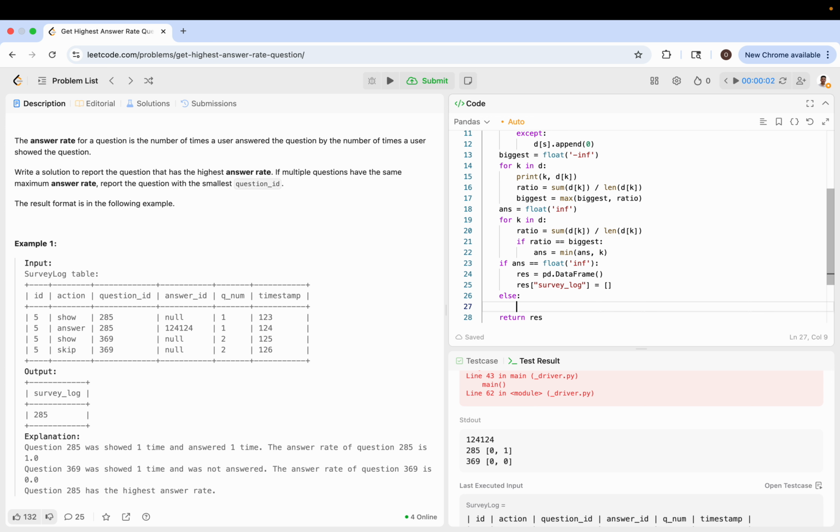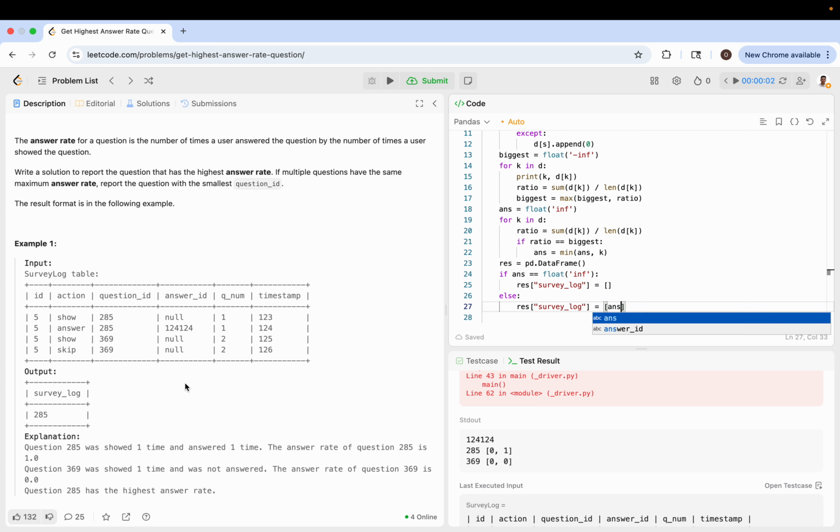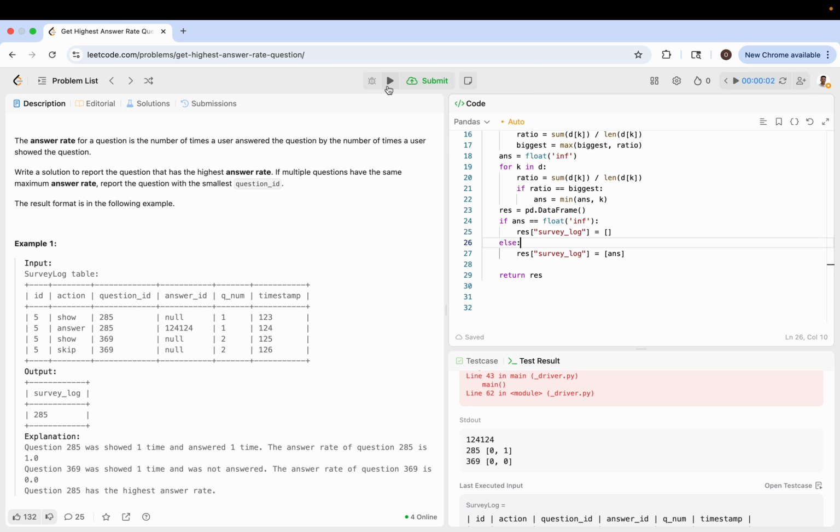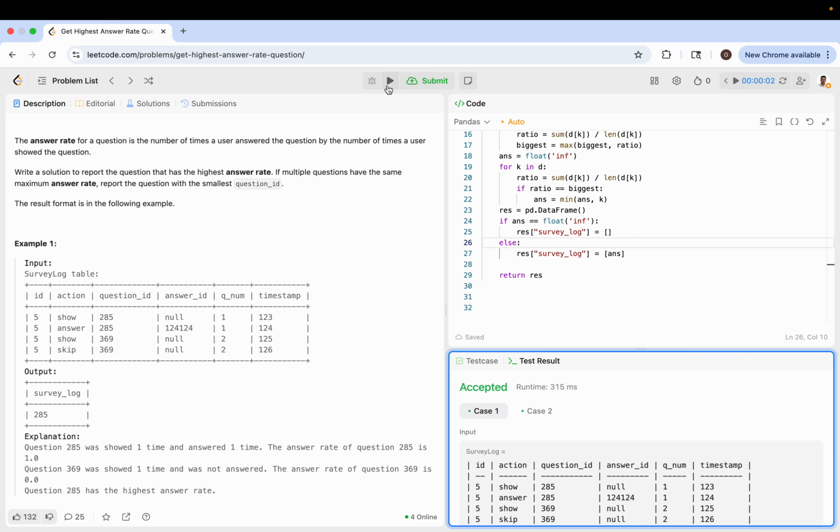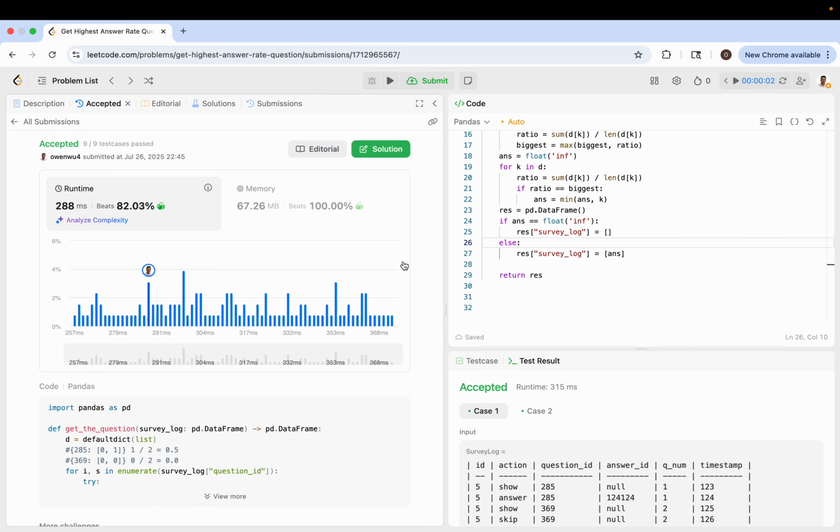Otherwise, well, let's go ahead and just do this. We don't have to abstract that away. So otherwise survey log would be equal to the answer, one list with just one element in it. Okay, so let's run this. Okay, submit it. And there you go, passes all test cases.